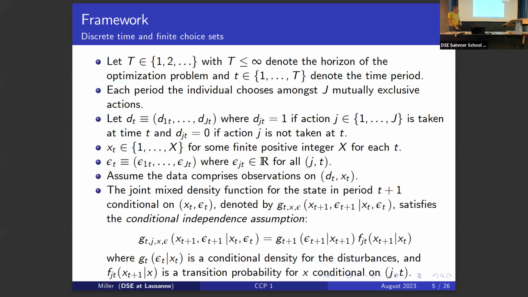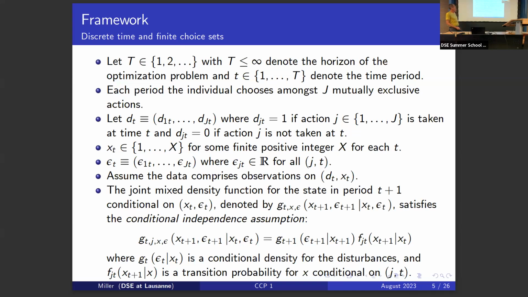The epsilons are going to be, but not yet, are later going to be type 1 extreme value. They're just going to be taste shocks that are individual specific. And we've got observations on the choices people make and the state variables that people have. This is a standard random utility model, McFadden, but it's going to be put in a dynamic context, of course, by adding something called a beta.